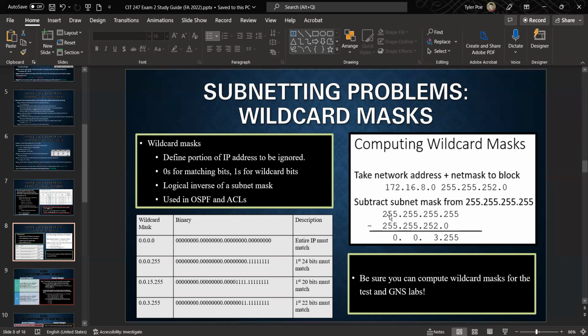So basically, what you do is you write all 255s on top. Then you write your subnet mask in dot decimal notation on the bottom, and then you subtract. So 255 minus 255 is going to be 0. Your interesting octet is going to be subtracted from 255 and placed here, and then 255 is going to be placed wherever there's a 0. So wildcard mask calculations are pretty easy once you memorize the subtraction process.